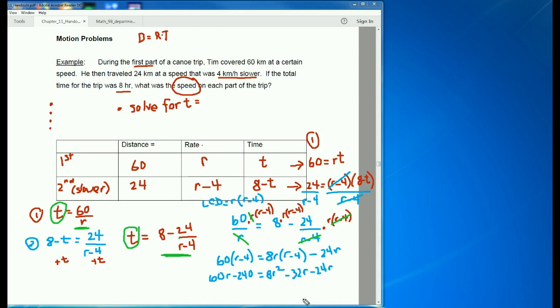Okay, so we need to get all stuff on one side, equals 0 on the other side. We want to get everything on this side because this is where my r squared term is. So we will subtract 60r from both sides to get rid of that, and we will add 240 to both sides.